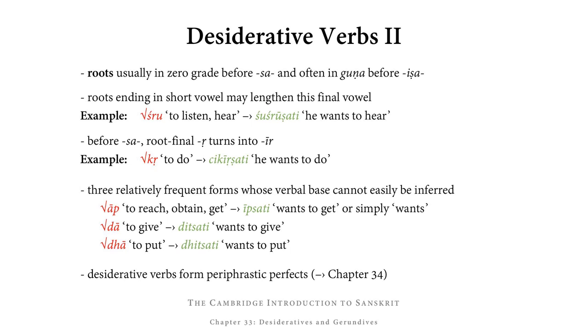And then there are 3 desideratives whose verbal basis cannot easily be inferred at all, and so they're given here explicitly. These are ap, which is to reach, to obtain, to get, which has the desiderative īpsati, meaning either he wants to get or simply wants. Then from da, to give, we get the desiderative ditsati, he wants to give. And from dha, to put, we get the desiderative dhitsati, he wants to put. Finally, desiderative verbs form periphrastic perfects. This is something that's going to be introduced next chapter.